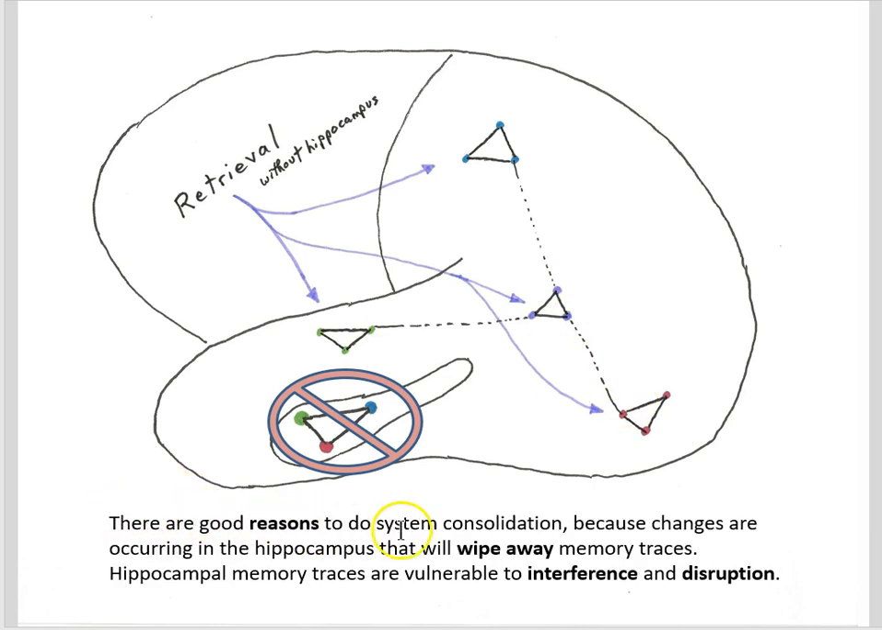In fact, there are good reasons to do system consolidation because changes are occurring in the hippocampus that will wipe away memory traces. Hippocampal memory traces are vulnerable to interference and disruption, and we'll see why that is in future lessons. But system consolidation then is going to be setting up strong, stable, reliable memory traces in the cortex, in part because the memory traces in the hippocampus, while they were strong early on, they're temporary. There are forces that are going to be disrupting and weakening and eliminating and clearing memories out of the hippocampal system.